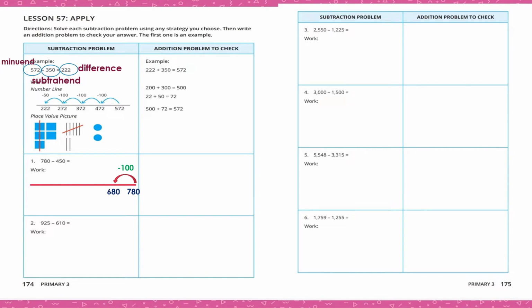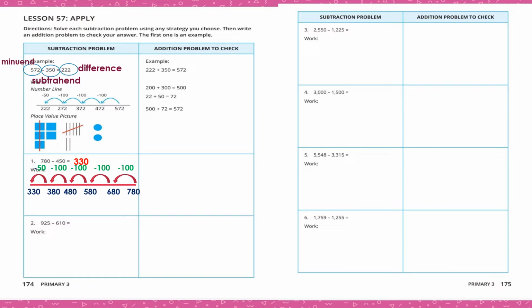780 minus 100 equals 680. Minus 100 equals 580. Minus 100 equals 480. The last one, minus 100 equals 380. Don't forget 50. So make minus 50 equals 330. So the difference here equals 330.